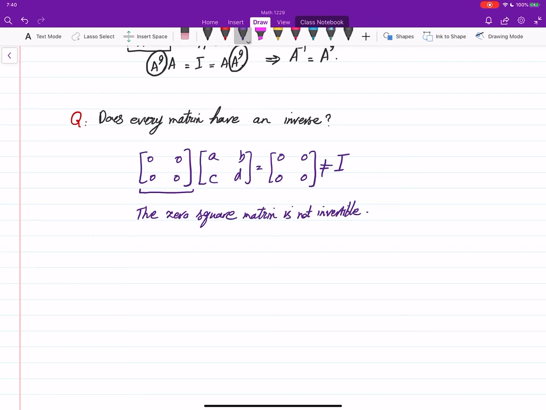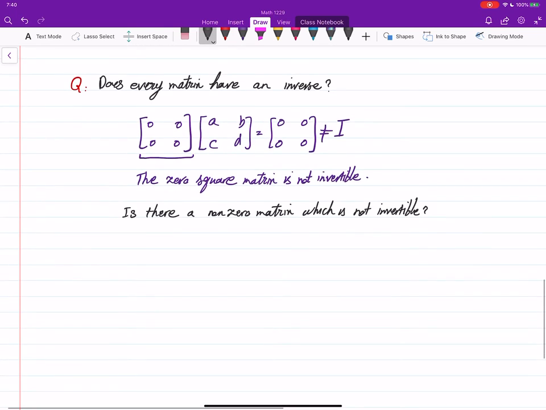Very nice, like numbers, yes? But in the numbers case, the zero number was the only number which didn't have an inverse. Is this true for matrices? Do we have a non-zero matrix which is not invertible? Is there a non-zero matrix which is not invertible? Just to show you that the answer is yes, there are a lot of non-zero matrices which are not invertible.